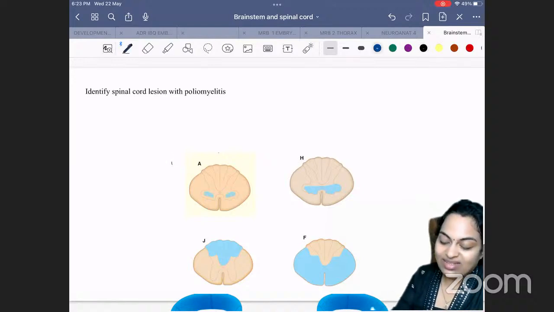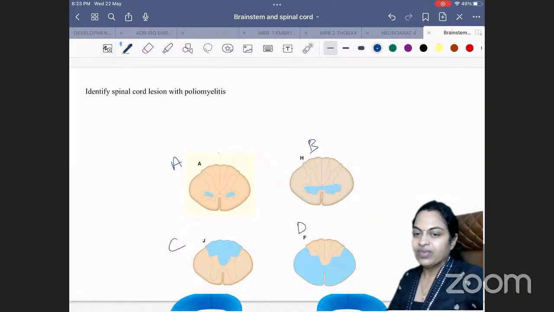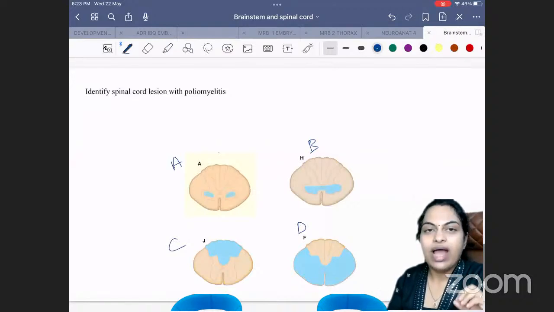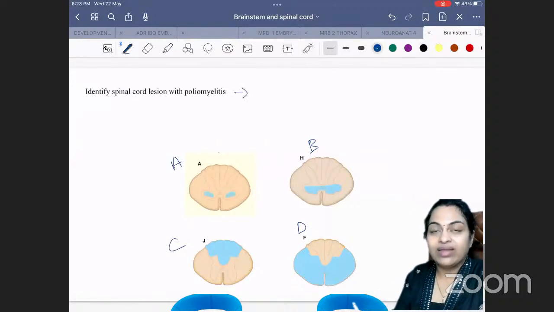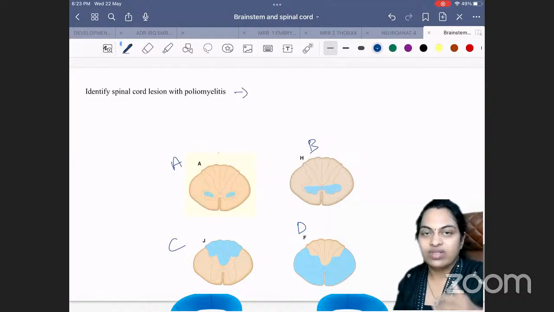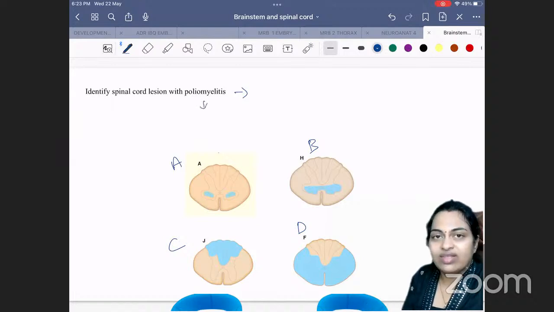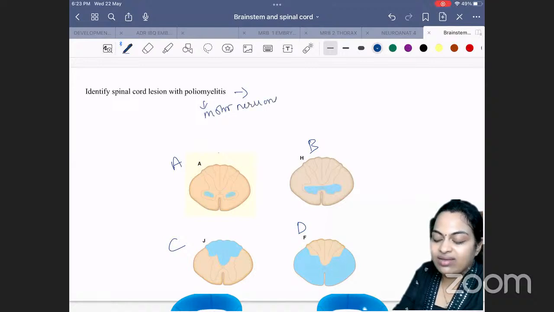I'll just label this A, this is B, this is C, and D. Okay, so which one are you going to match with poliomyelitis? What happens in poliomyelitis? Which part of the spinal cord is affected? The patient is not able to move the limbs, right? So is it motor or sensory? Motor neurons are present where? In the ventral gray horn or the dorsal gray horn? In the ventral gray horn. Okay, so the poliomyelitis virus typically affects the motor neurons in the anterior gray horn.